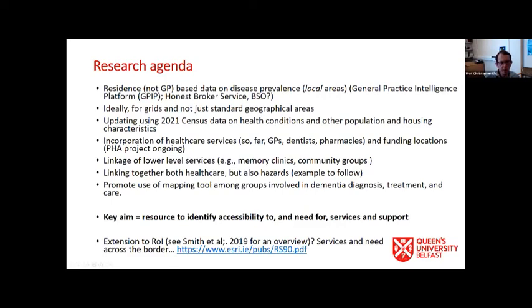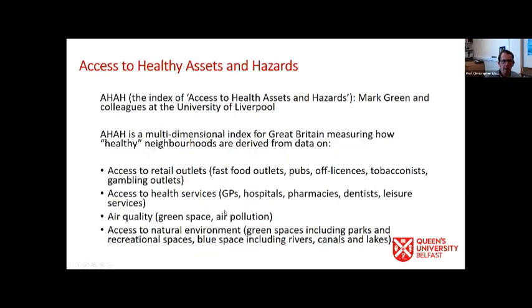Also, very briefly, in my last not very many minutes, I just wanted to say something about potential ways of expanding. So we could promote this particular tool amongst groups concerned with dementia and living with dementia, but obviously it could be generalized. And the key aim is to develop a resource that is focused on accessibility to and the need for services and support. Of course, it could also extend across the border because, as I've said already, health and healthcare doesn't stop at the border.